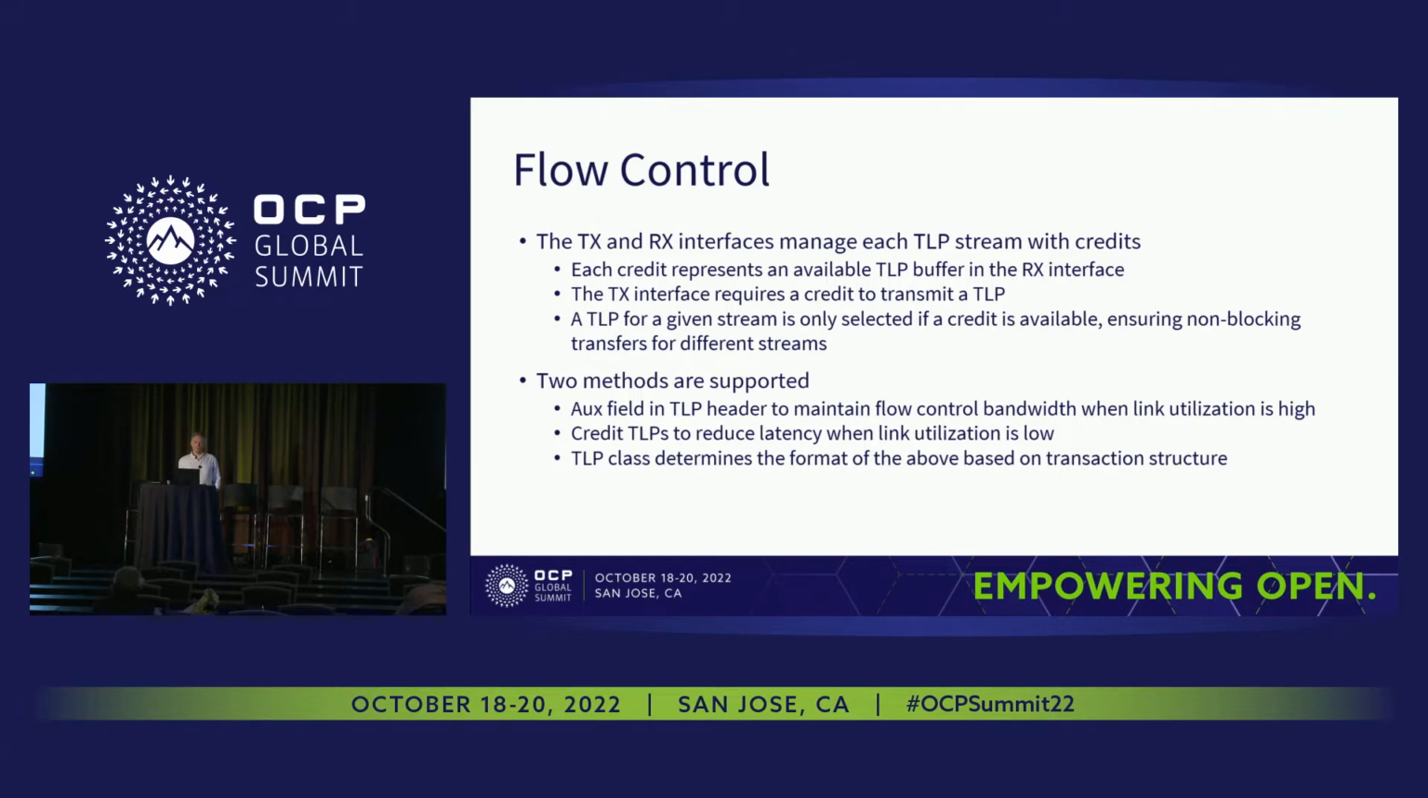To select between the two methods, the transaction layer utilizes a greedy algorithm that transfers the maximum number of credits possible. An interface profile may also define additional credit TLPs that are specific to a TLP class in order to optimize the transfer of credits based on the transaction structure of the protocol.